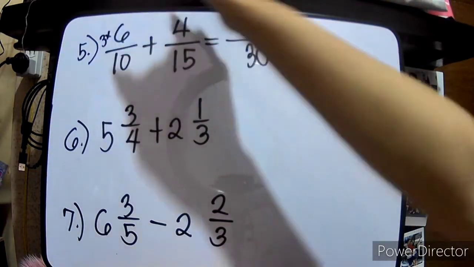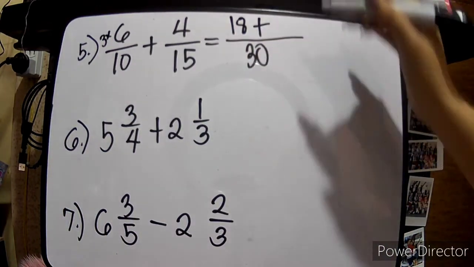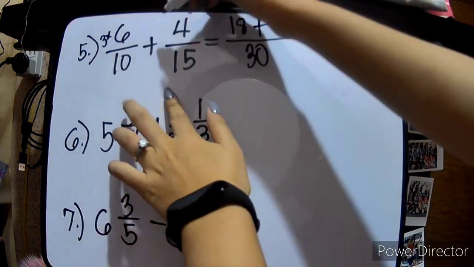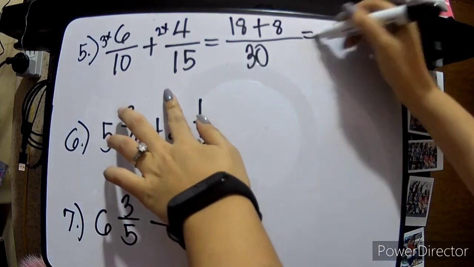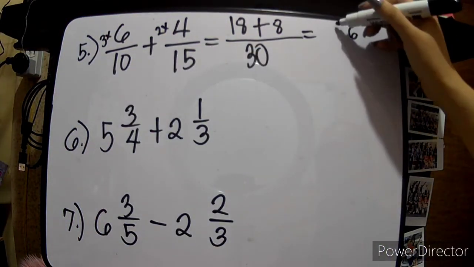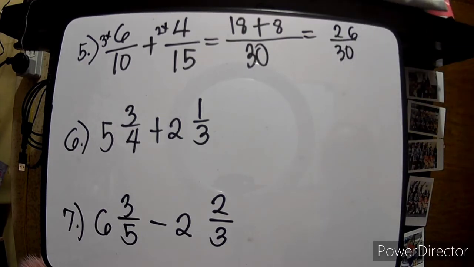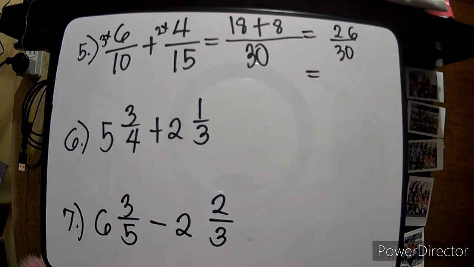Tapos, ito times natin doon. So, that is 18. Plus, 30 divide 15 will give us 2 times 4. That's 8. And then, dahil similar na, we will be doing 18 plus 8 is 26. So, 26 over 30.